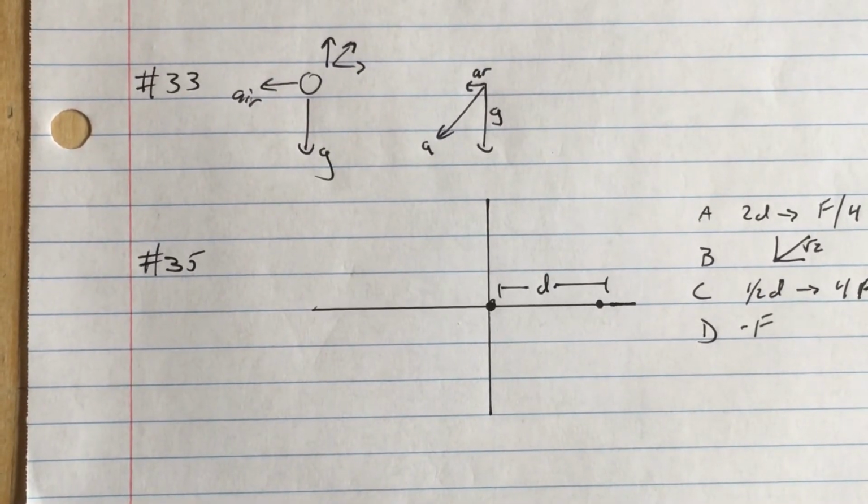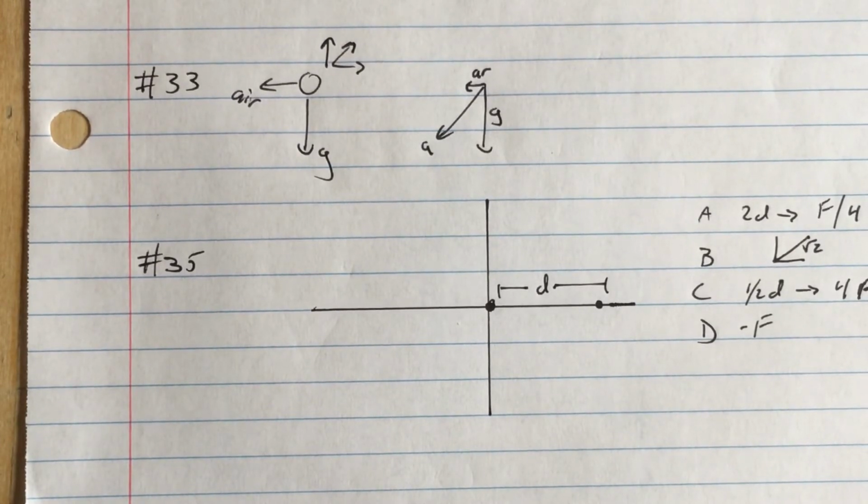Don't worry about the air one, 31 and 32. I'll answer those if you're really curious later, but that's not on the test because they got rid of it.